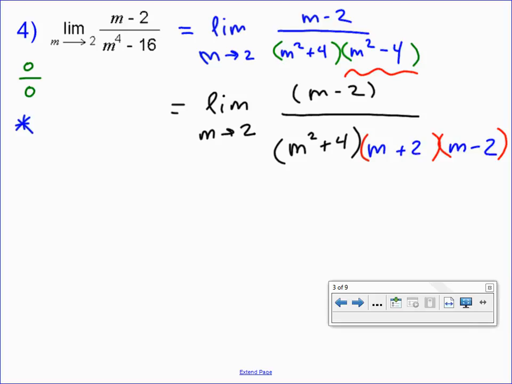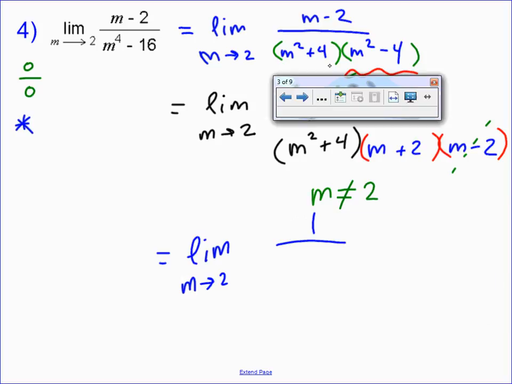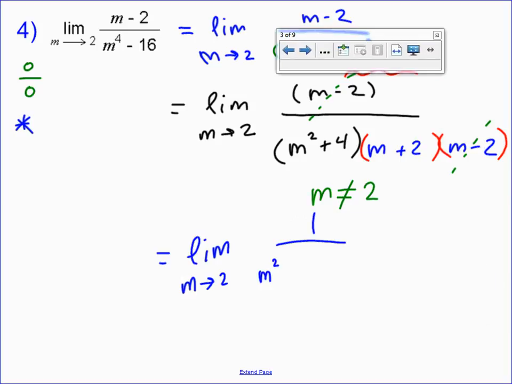And now, because we're evaluating a limit where m does not equal 2, but rather is just approaching, we get to play my favorite game. Yes, that's right, the cancel game. So we can cancel out those factors because m doesn't equal 2 when evaluating this limit. And I get 1 over quantity m squared plus 4 times quantity m plus 2. And we're ready to try again.